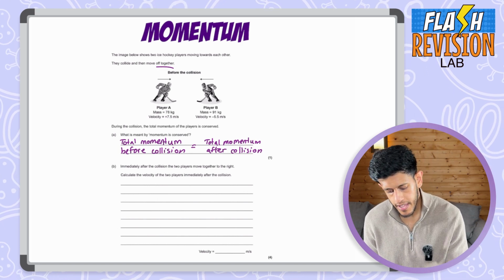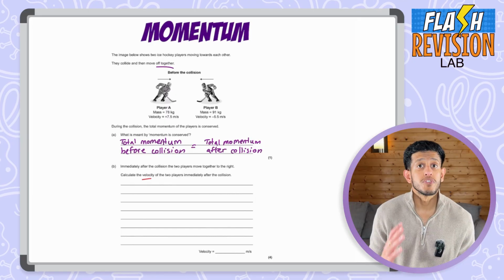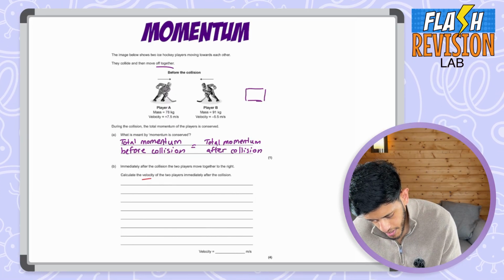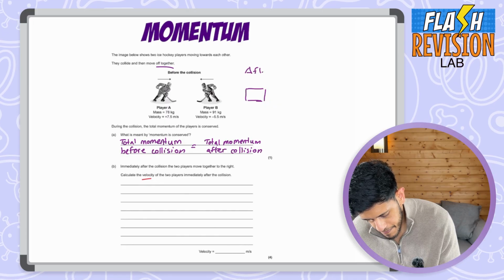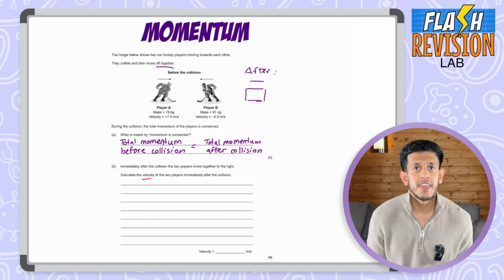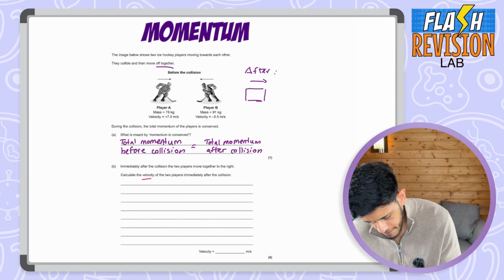Now, immediately after the collision, the two players move together to the right. And this is calculate the velocity of the two players immediately after the collision. So to model this, I'm going to put the two players together as a block. So I'll put it as a block here on the right hand side. Just call it after. And they're moving together to the right. So we know they're moving this way. But they said they want us to calculate that velocity that I've underlined. So let's call it a velocity v meters per second.